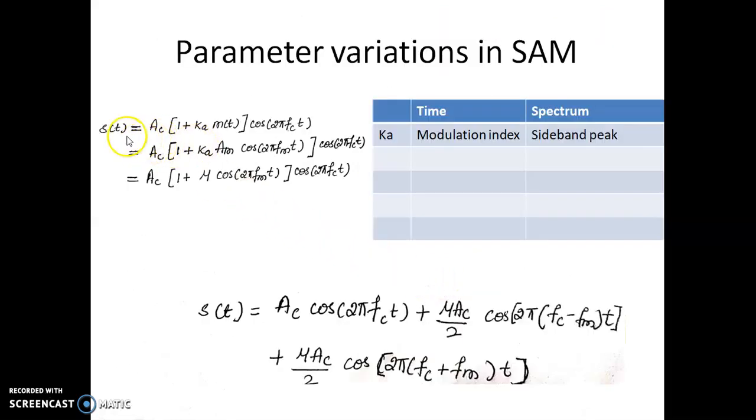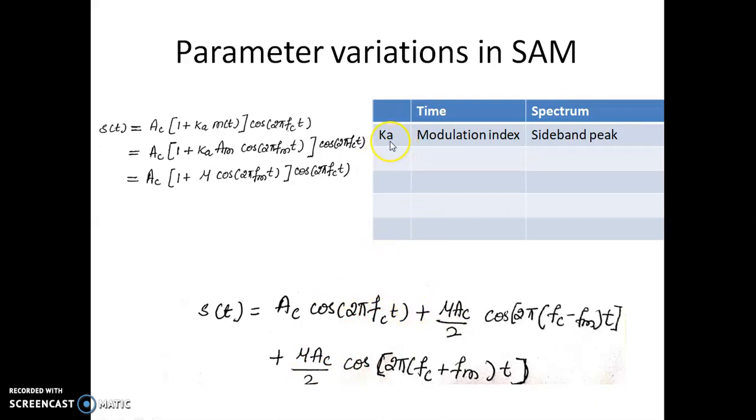This is the expression of SFT, and this is the expanded version of SFT, which has one component that corresponds to the carrier. You can see the carrier amplitude AC, and we have two sidebands which are located at FC minus FM and FC plus FM. Their amplitudes are mu AC by 2. Both of them have the same amplitude.